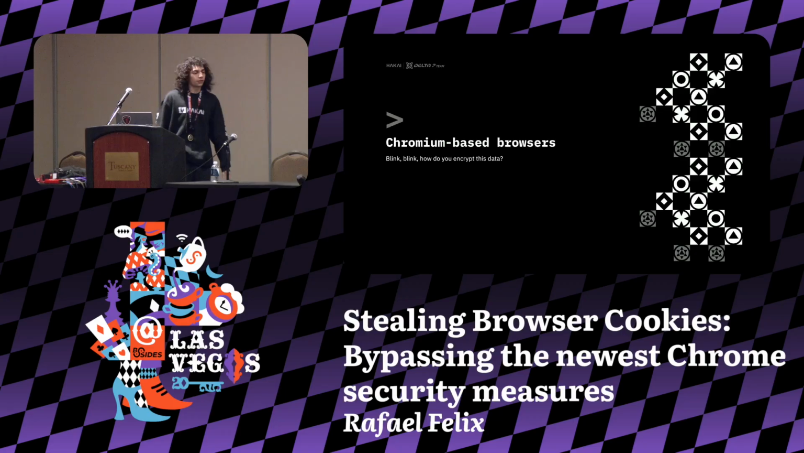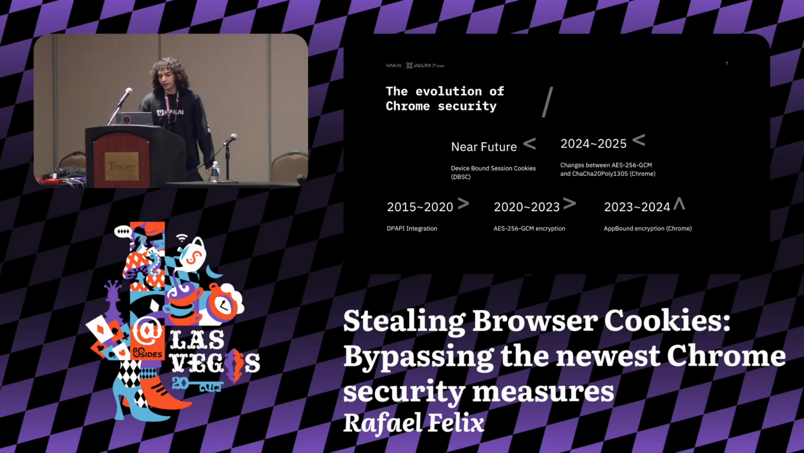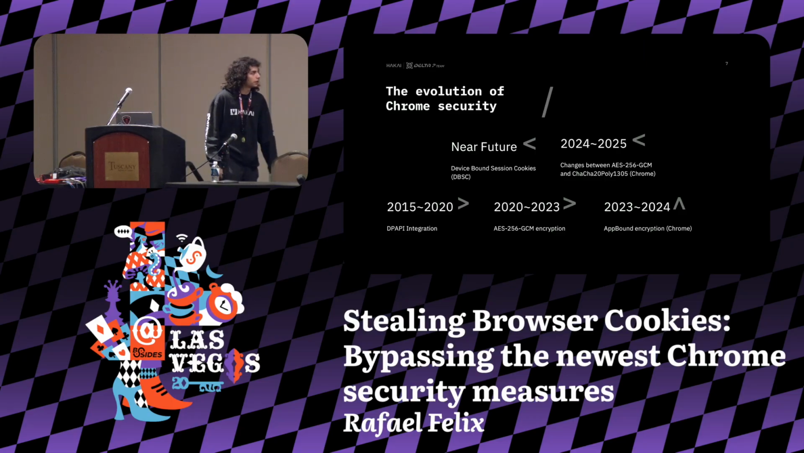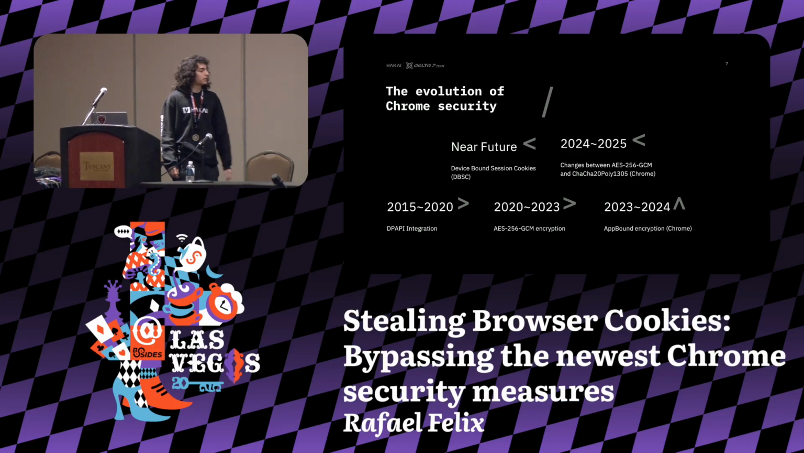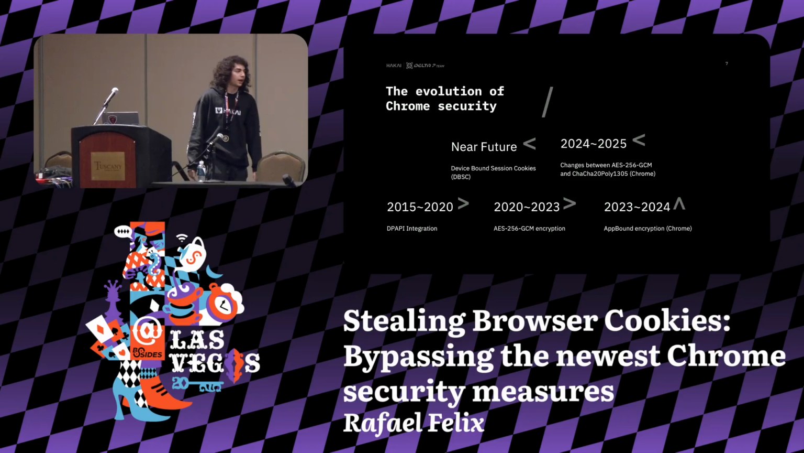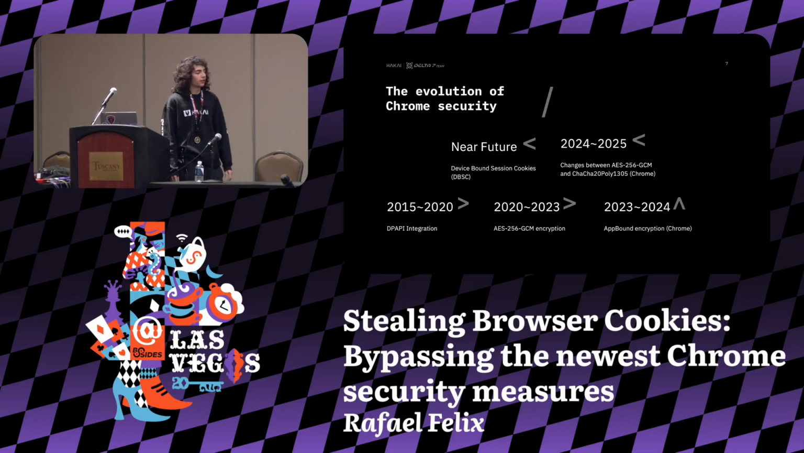So let's get to Chromium-based browsers. How do they encrypt the data? Here I just wanted to show you a little bit of the evolution of Chrome security. From 2015 to 2020, we had the DPAPI integration, which is the Data Protection API that Windows provides, so you can encrypt data with a key which is present on your computer. This was implemented till 2020.